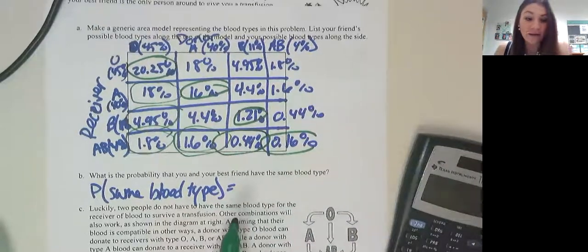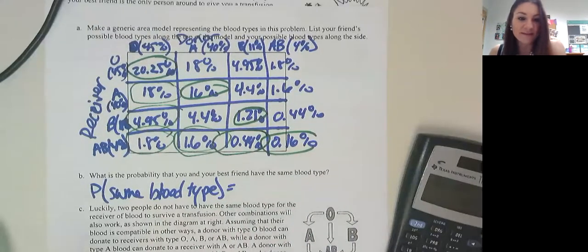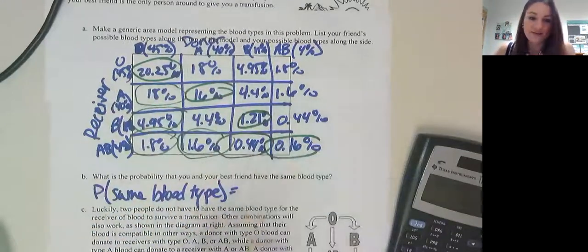All right, so now to find the probability for part C, you're going to add up all of those ones that we circled in green.